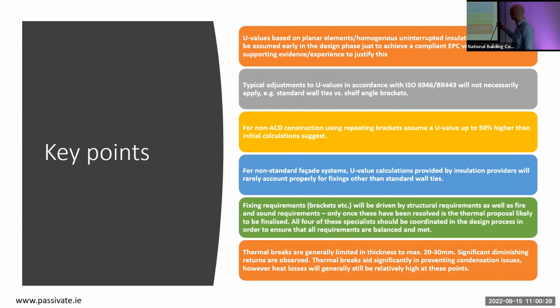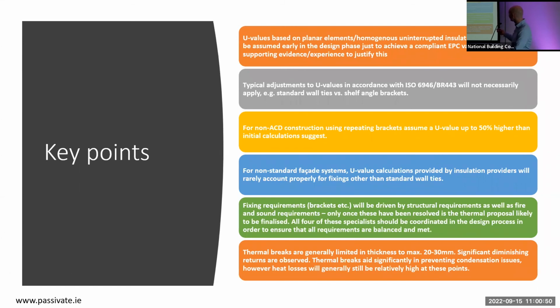Typical adjustments to U values in accordance with the standard we work to, which is ISO 6946 and U value convention BR 443. That's some bedtime reading for you if you haven't read them yet. Will not necessarily apply, as in standard wall ties versus shelf angle brackets. You're not going to have values for shelf angle brackets in the standards that are going to be correct to your project. It's highly unlikely.